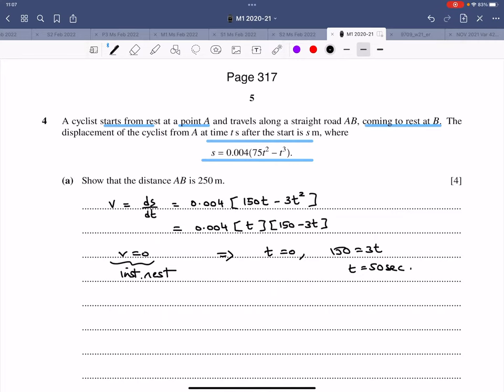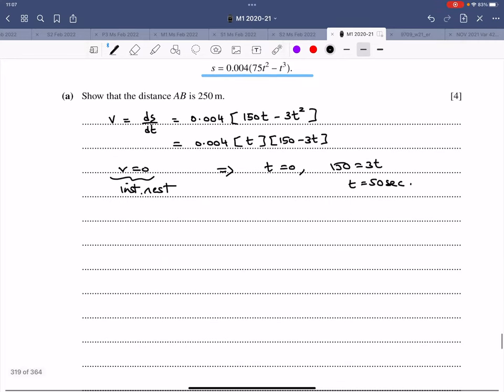Second thing, show that the distance is this much. So the distance equation is already given. You don't have to integrate the velocity. Some people, they get emotional and they integrate it all over again. We know that when t is 0, s is 0. Now when t is 50, evaluate s. That's 0.004, and this is 50, and this is 150 minus 3 into 50. Is that the equation?